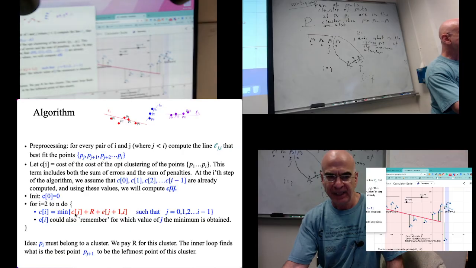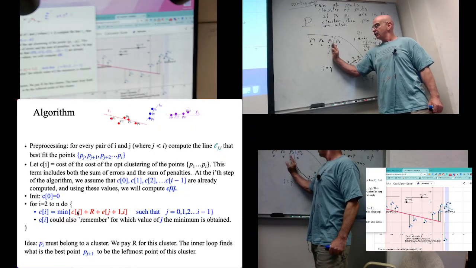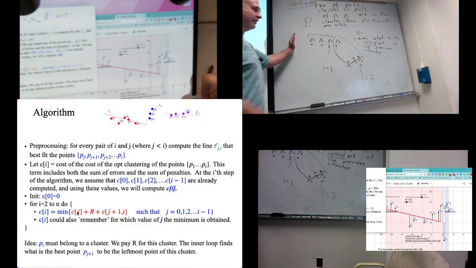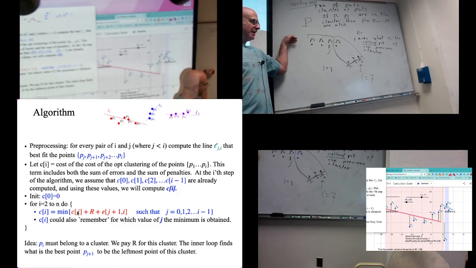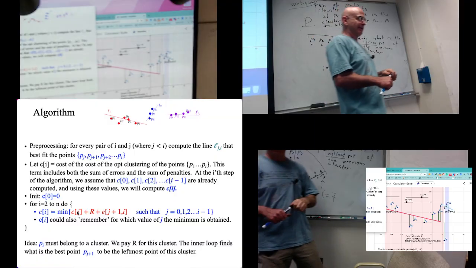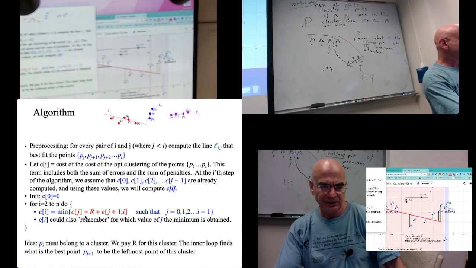How much do I need to pay for the previous clusters? Everything from j, including j, all the way to the left. How much should I pay for the clustering of everything to the left, penalties plus errors? Well, it's a hard problem in general. However, luckily, I already computed it. That was for smaller i. That was when I was smaller, when I used to be j some time ago.